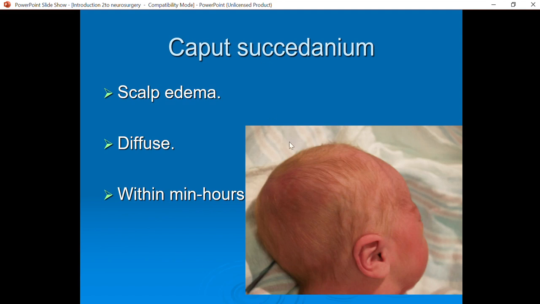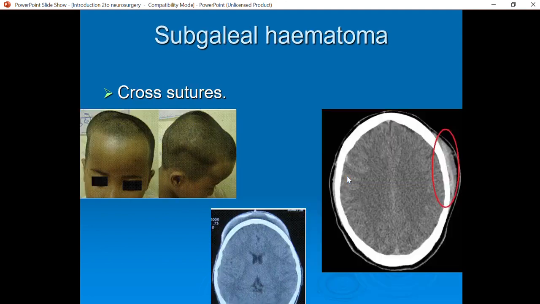Caput succedaneum is diffuse scalp edema, usually because of forceps delivery. Subgaleal hematoma is just like the cephalohematoma, but it's different in that it is below the galea and above the periosteum. That's why, to differentiate it, it does cross the sutures. Here, there is a fronto-temporoparietal subgaleal hematoma crossing the coronal sutures on this side, and here a bifrontal subgaleal hematoma.